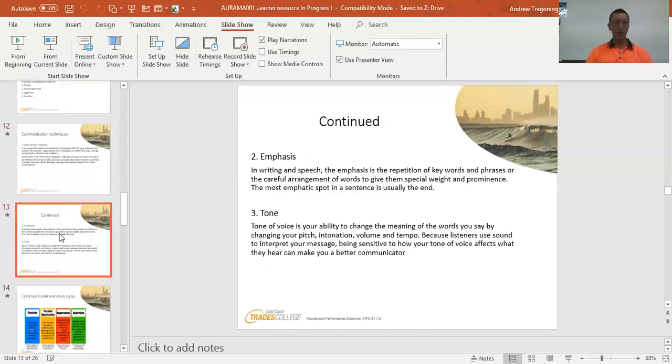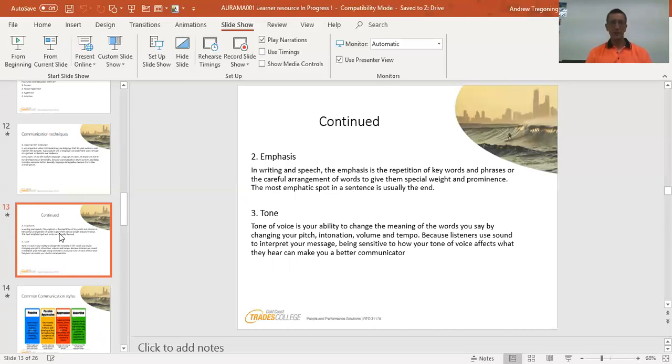So just continuing on from appropriate language, number 2 there is emphasis. In writing and in speech, emphasis is the repetition of key words. So the repetition of key words will be placing an emphasis on that particular word or phrase, and the careful arrangement of those words to give them special weight and prominence within your communication. The most emphatic spot in a sentence is usually at the end. So that would be a good use of emphasis.